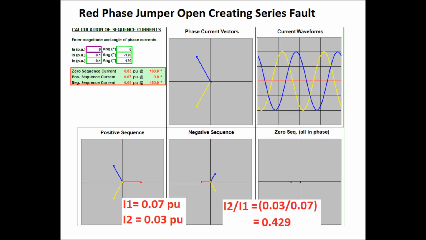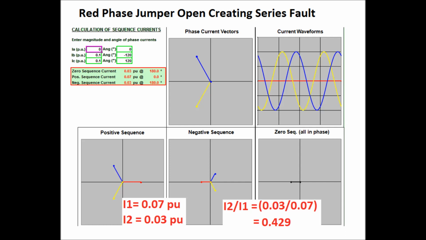So instead of the negative sequence current, there is one setting given in the distance relay, that is the I2 by I1 ratio. That is the ratio of the negative sequence to the positive sequence component current. So let us take the same load current, that is 10% of the full load capacity of the transmission line flowing. That is 0.1 per unit current is flowing in all the phases, and during this condition the R phase jumper is open, which is creating a series type fault.